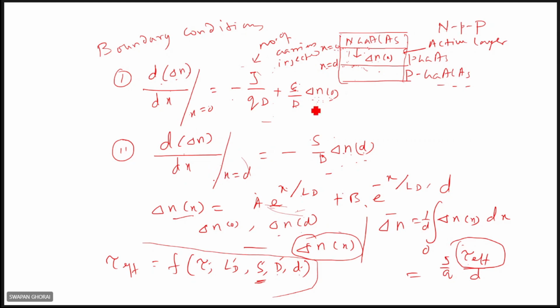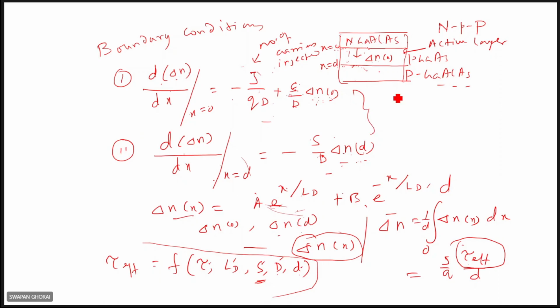Now at x equal to d, carriers are injected from this side, so here there will be no carrier injection. So the first term will not be present here. The second term will be there, with a negative sign, because surface recombination and carrier injection are opposite in nature. And the gradient is negative, that means minus S by D delta N at d. So these are the two boundary conditions.